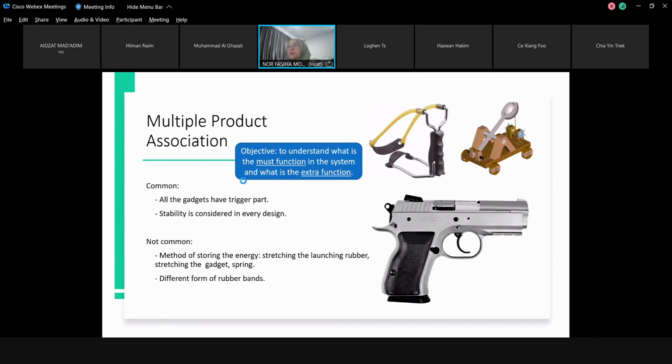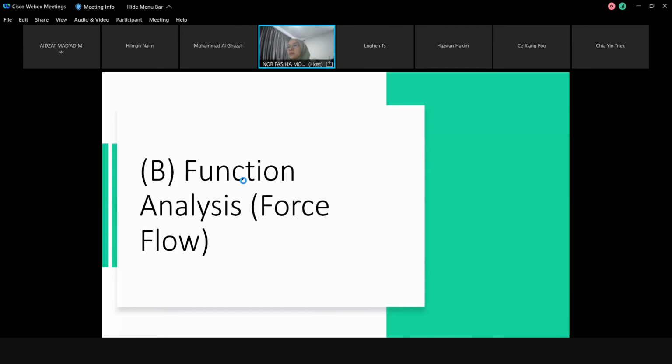Next is function analysis, function of force flow analysis.